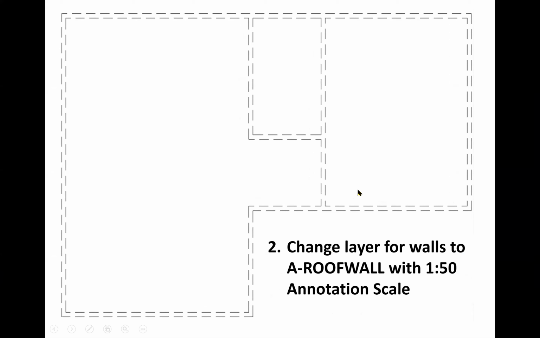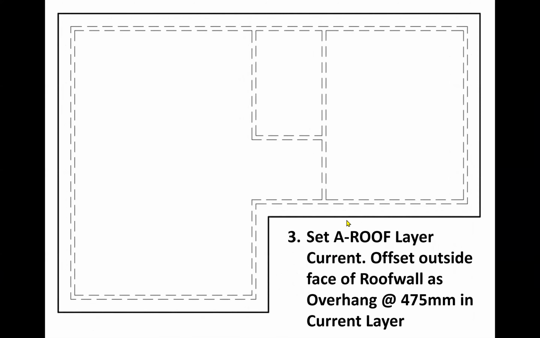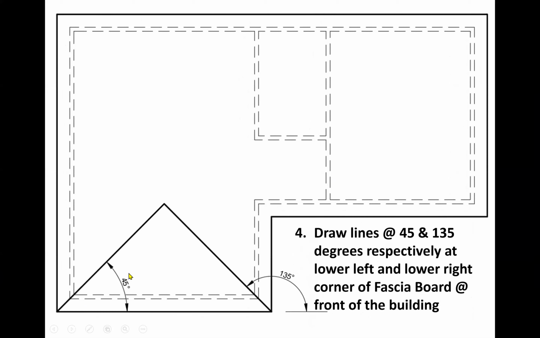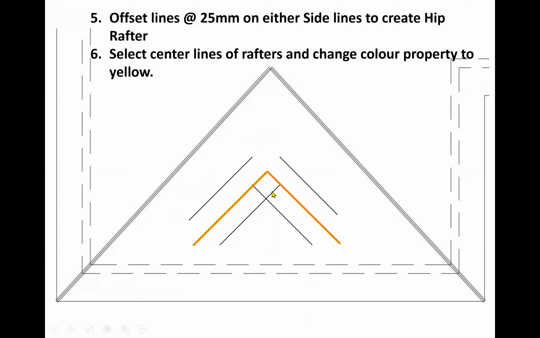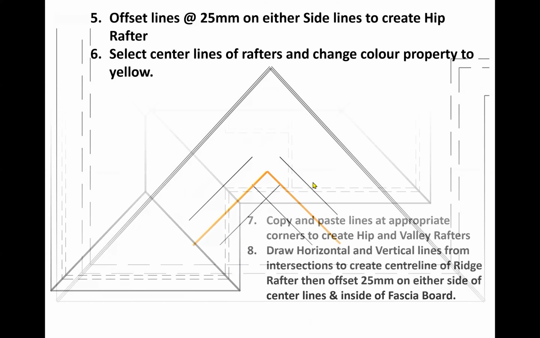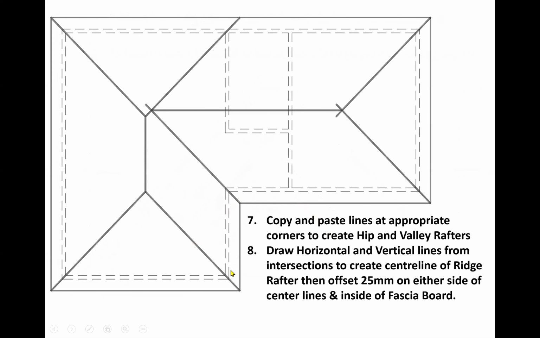Then we turn them into, so these are the steps basically in the worksheet. The roof wall, and then we offset our overhang, and then we did the 45-degree angle, the 135 coming around, and we select the 2 middle ones. So the steps are all laid out here. We offset on both sides, select the middle one, change the color, and then we copy and paste them at the corners like that, right up to there.